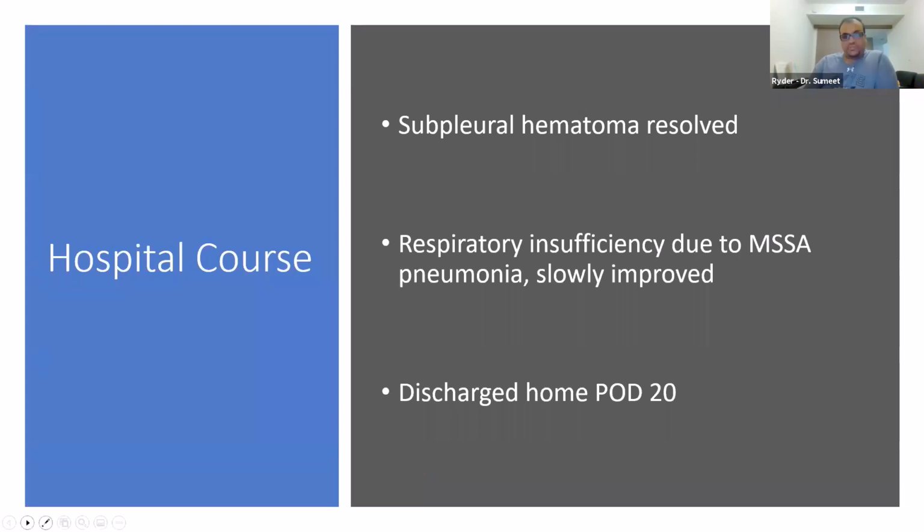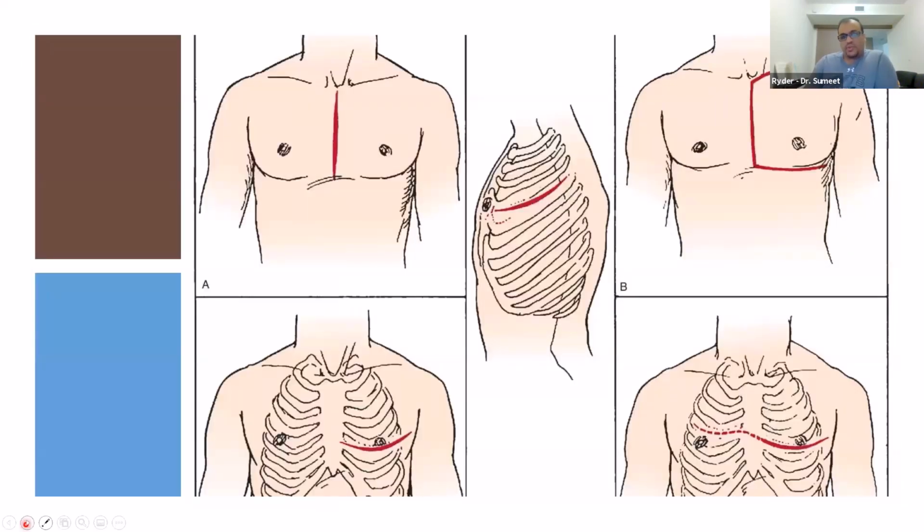So just as a real quick thing, I think there are a lot of different ways to approach chest trauma, of course.